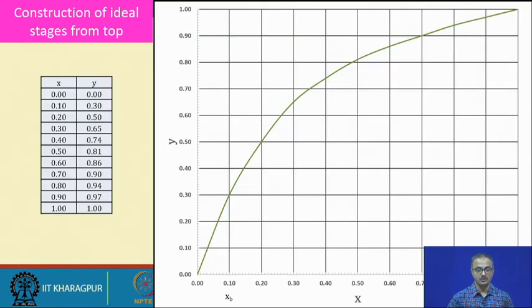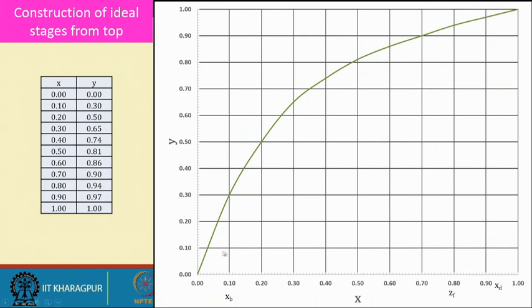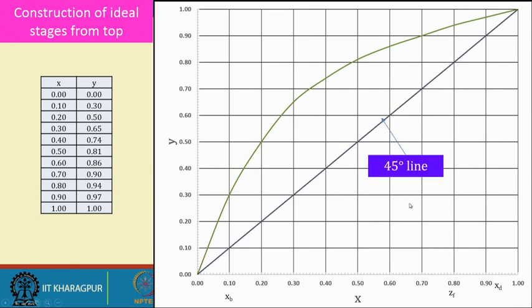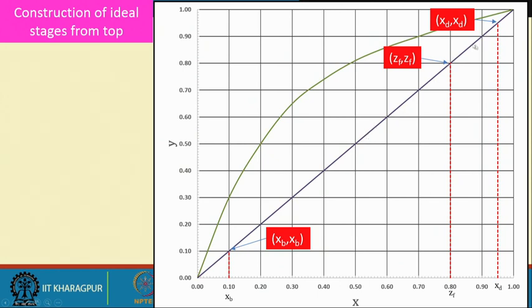So, here we go with the first part of the problem. First, using this equilibrium data, we plot this XY diagram. Mind you, this X is the mole fraction of benzene and Y is the mole fraction of benzene in the vapor phase. Now, after locating this, we draw the 45-degree line, and then we locate the various points given, that is, this is the XD, this is the ZF, and this is the XB.